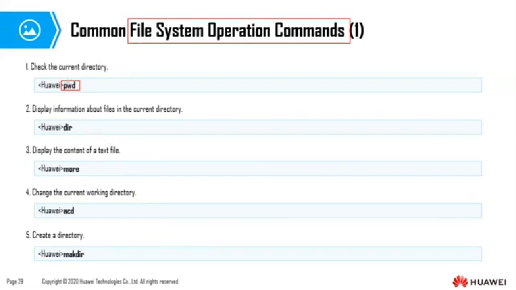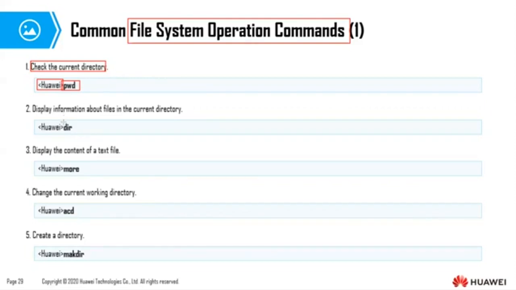One of the commands is pwd, which is used to check the current directory. It will display the current working directory. That means it will display the location. Current directory simply means it will display the location of that particular prompt. By default, when you start your device, the current working directory is the flash drive. So if you press pwd enter, then you get flash.